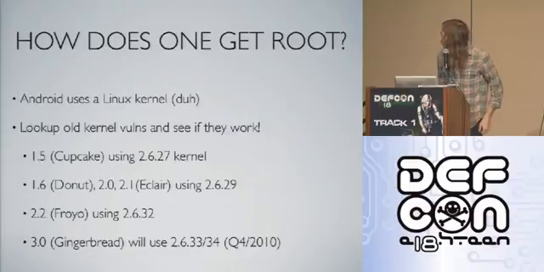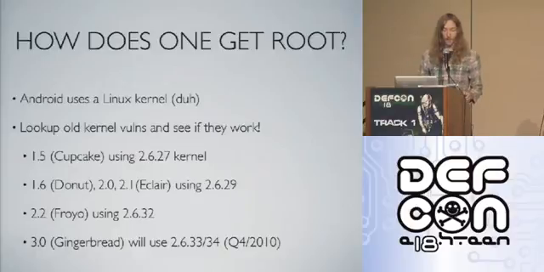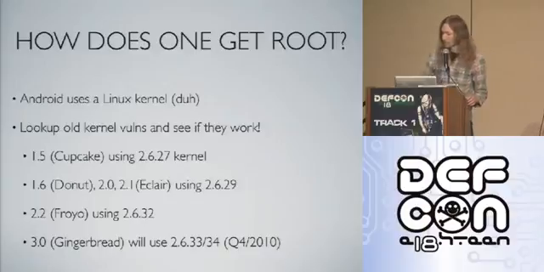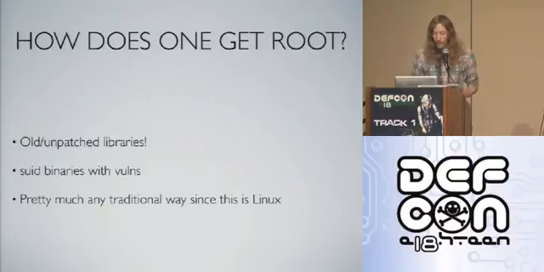So what are some of the ways that we're able to get root on these phones? Some of the methods that people are using are looking at older Linux kernel bugs. There have been a lot in the past few years. So basically you can look up on lists like Full Disclosure and see what kind of stuff is available. This is a list of all the various kernel releases for each major version of Android, with 3.0 coming out in the future, which should be using 2.6.33 or 2.6.44.